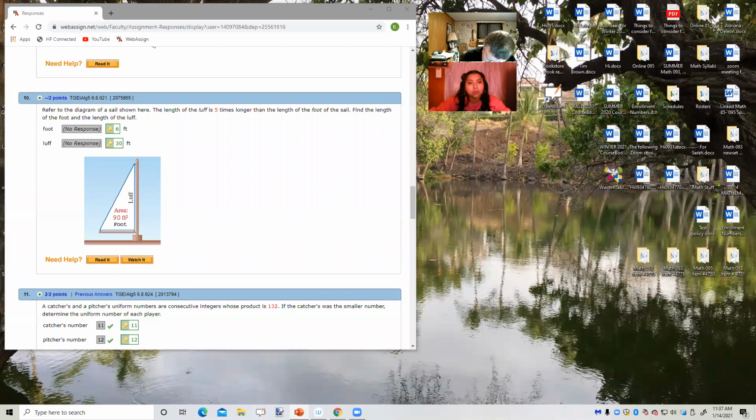So we get 90 equals, let's see, 5/2 x squared. Is everybody clear where we got the 5/2? Okay. Do you want to get rid of the 2 in the denominator to get rid of the fraction, or do you want to live with it for now?